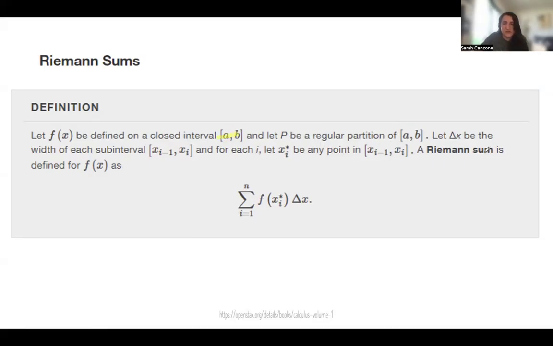So f is defined on a to b. You have a regular partition of a to b. The change in x is the same as we had, b minus a over n. A Riemann sum is this right here, where x star is any point in this interval. Typically, we will use the lower Riemann sum and the upper Riemann sum. Maybe you don't have to memorize this notation, just recognize that it looks almost identical to the left and the right endpoint approximation.